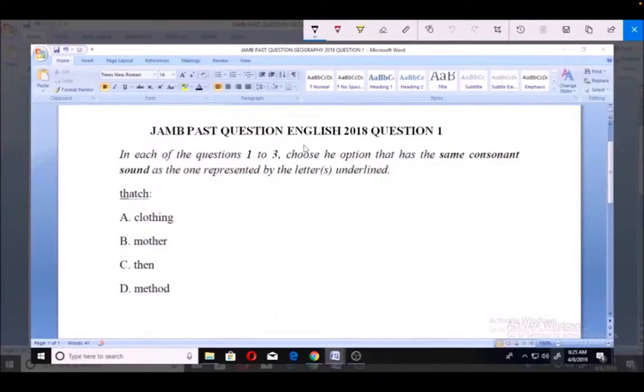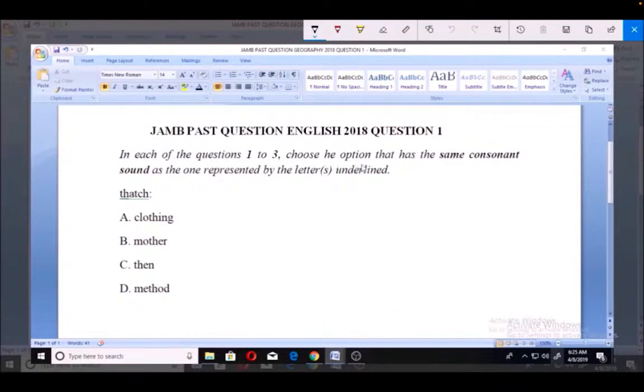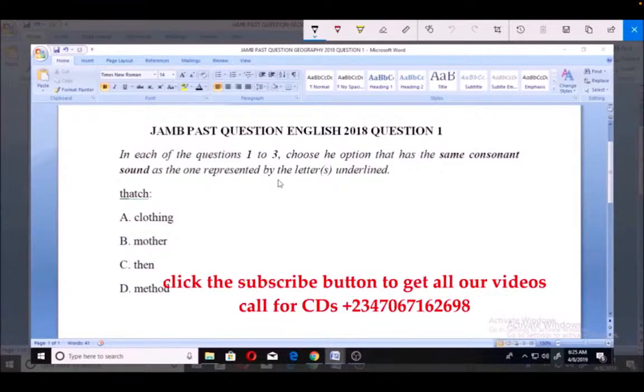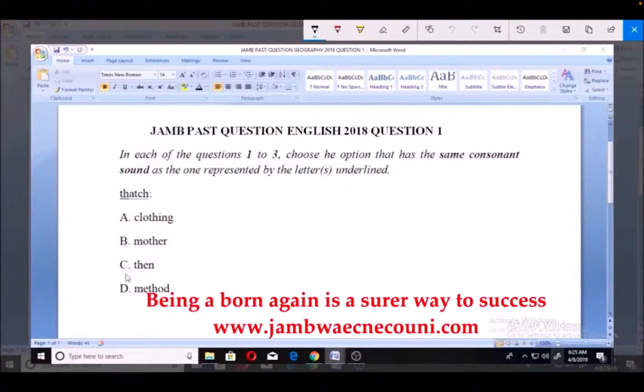Look at the JAMB past questions, English 2018, question number 1. In each of the questions 1 to 3, choose the option that has the same consonant sounds as the one represented by the letter or letters on the line. So the word is touch. And the options are A, clothing, B, mother, C, then, D, method.